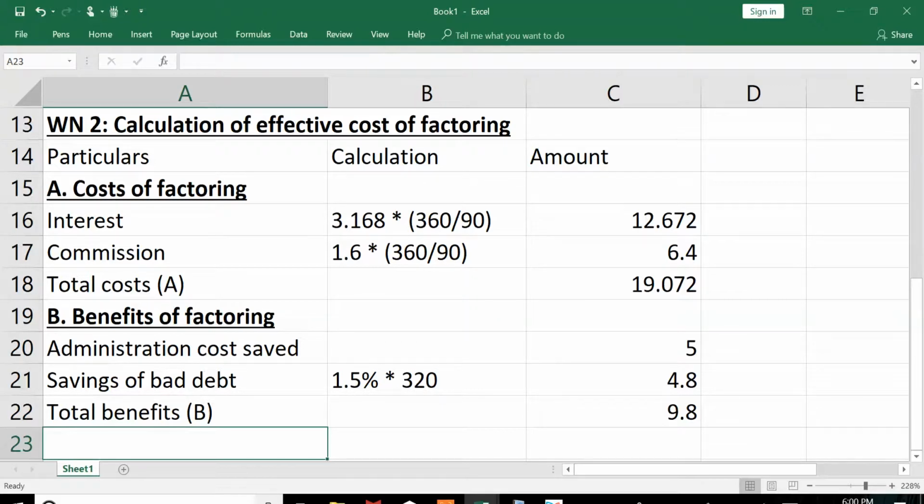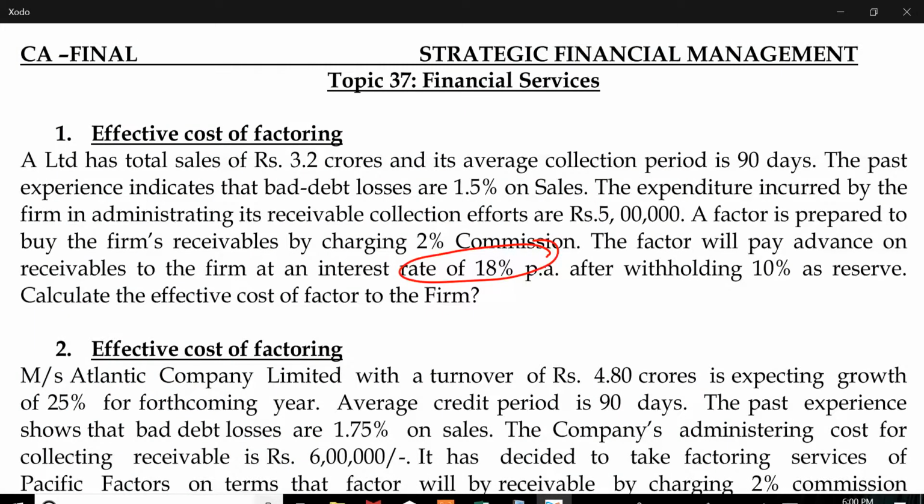Any doubts on this? Bad debt, I didn't understand. Because I am not going to incur bad debt anymore, the factor will take care of it. Like administration costs, why is it a saving? The company used to incur 5 lakh, now it is not going to incur. Bad debt the company used to incur, now it is not going to incur. Same logic. Earlier you were having bad debt loss, now you will not have bad debt loss. If the problem is silent, you will save bad debt.